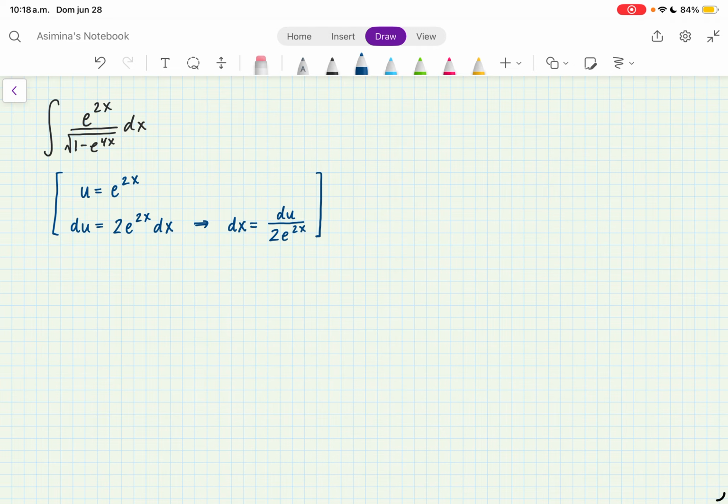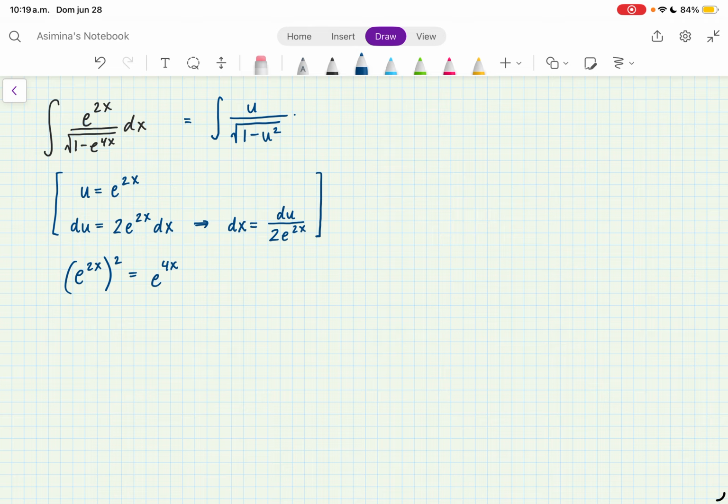Okay, so what does this mean about my original integral? So this e to the 2x over the square root of 1 minus e to the 4x dx becomes the integral of u over the square root of 1 minus e to the 4x. But what is e to the 4x? Well, notice e to the 2x squared is e to the 4x. So the denominator here is 1 minus u squared.